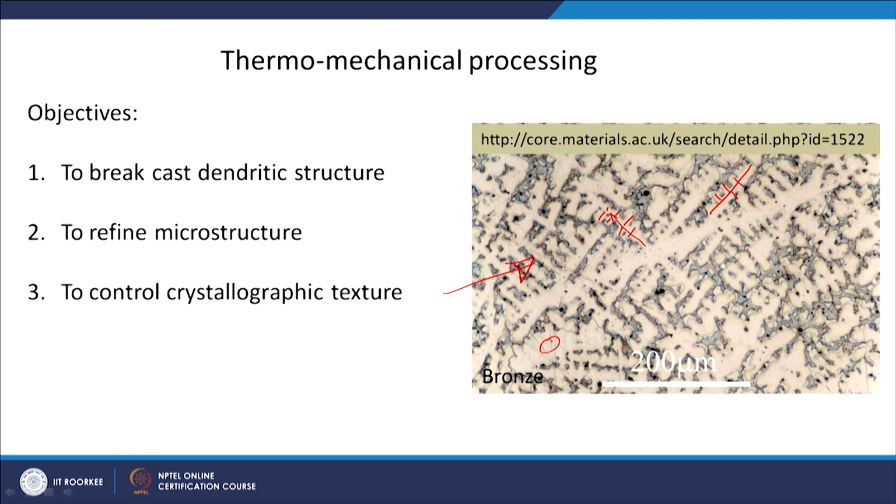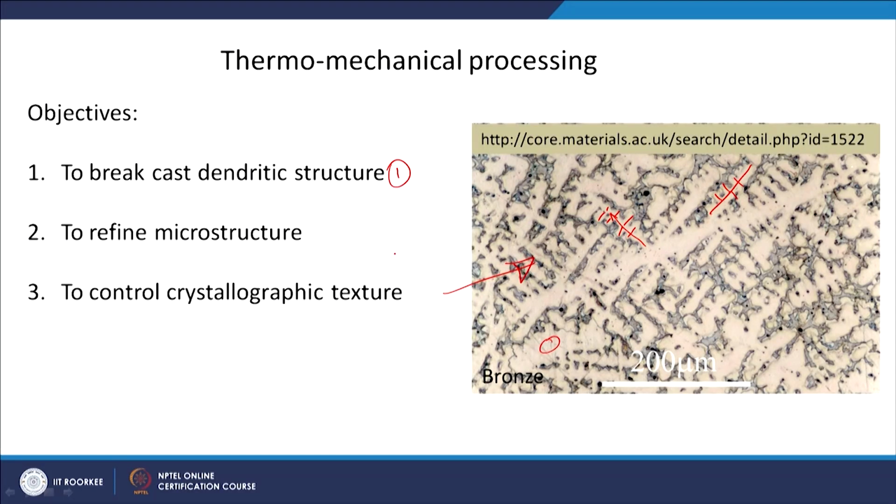Usually the dendrite has lower solute content, and between two dendrites we call it an interdendritic region. It contains more solute, or a lot of intermetallics form in this region. So, the dendrite will be relatively solute poor, and the interdendritic region will have more solute content. So, this structure is not good for mechanical properties. I will show you in the next couple of slides.